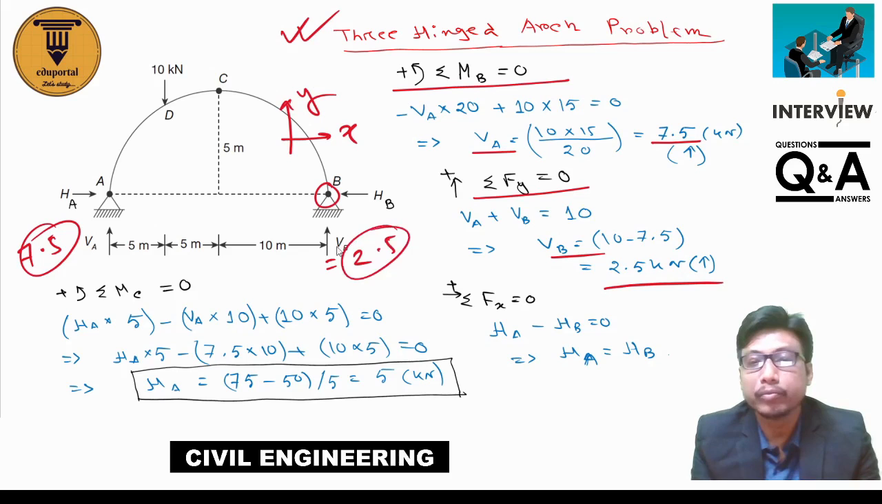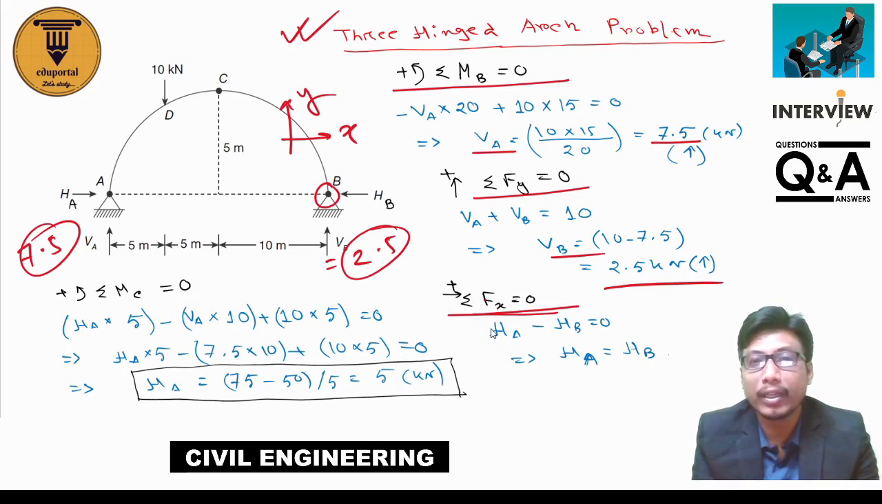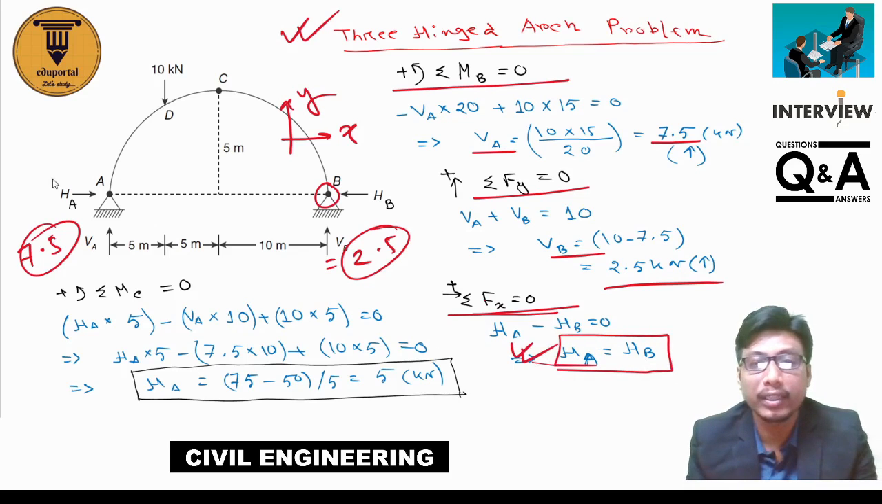Then take summation Fx equal to 0, that is the sum of forces in the X direction. So you get HA equal to HB, that is, horizontal reaction at A equals horizontal reaction at B. Why? Because no horizontal external force is there.